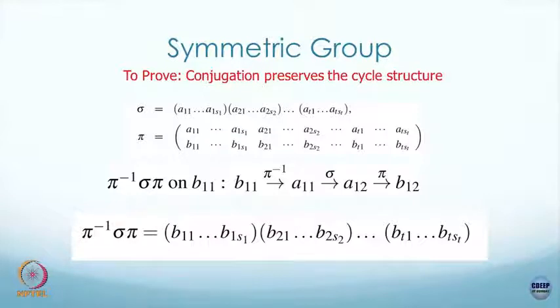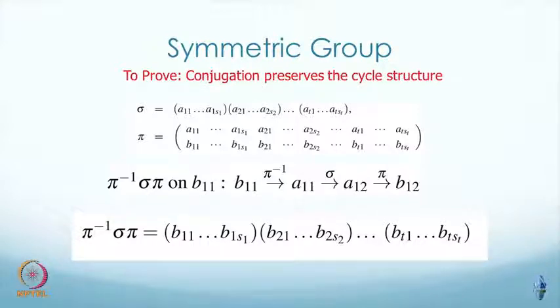So, what I have essentially achieved is that the element B11 under the conjugation operation goes to B12. I am just taking one object among the n objects, and I have defined what the pi operation is and what the sigma operation is. So, one object which I am looking at, I am calling it B11. The pi inverse operation on B11, I know what it will do.